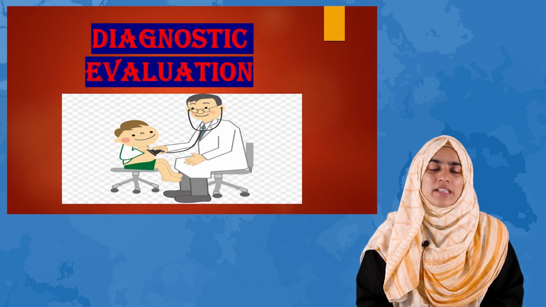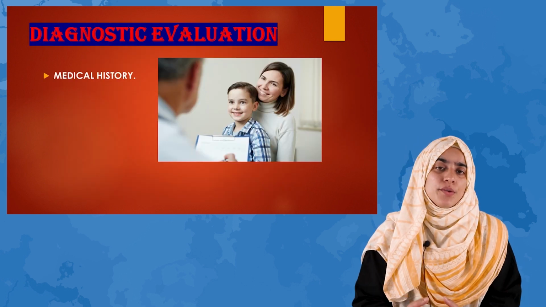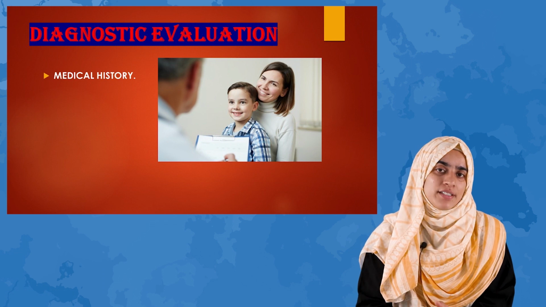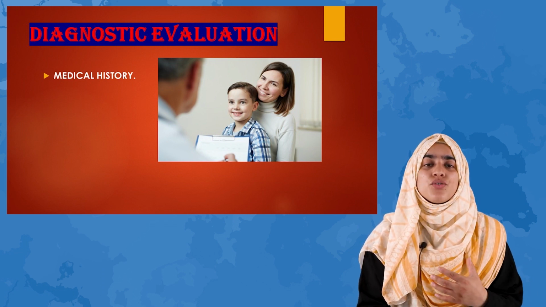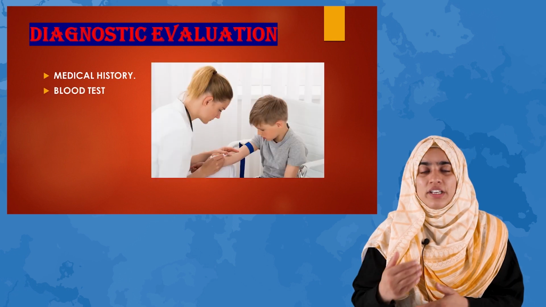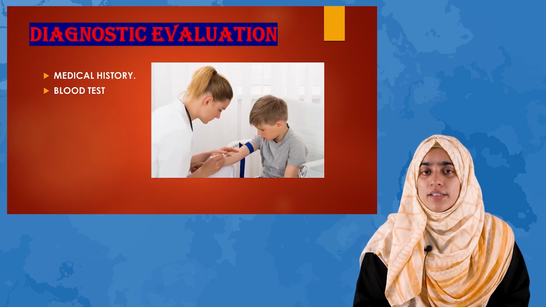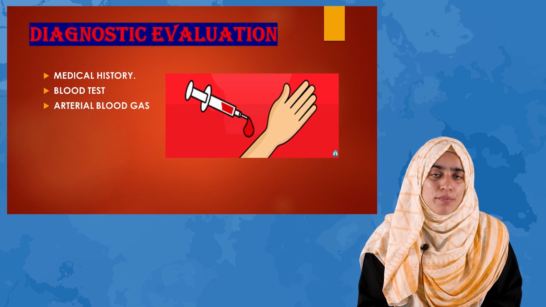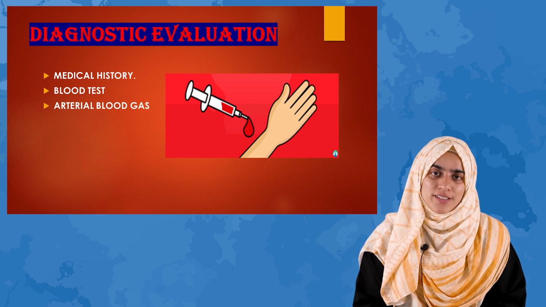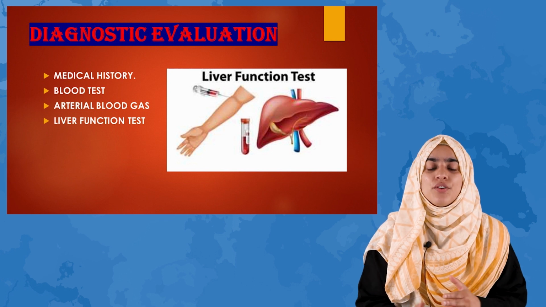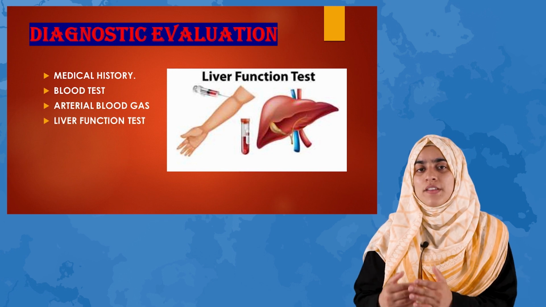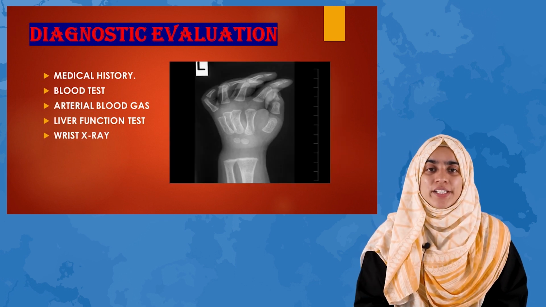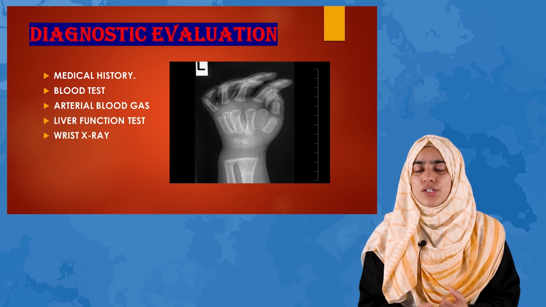How can we diagnose this vitamin D deficiency? According to the medical history, we can find out the symptoms as well as the history of lifestyle, that means breastfeeding and the history of the diet the child is taking. Then we can go for blood tests for serum calcium as well as phosphorus levels. Arterial blood gas analysis may be helpful in metabolic acidosis. Then we can go for liver function tests, which may show some of the enzymes which are linked with vitamin D deficiency. Then we can go for a wrist x-ray for the child, which can show changes in the wrist bone.